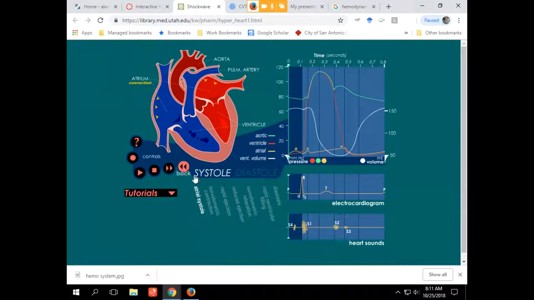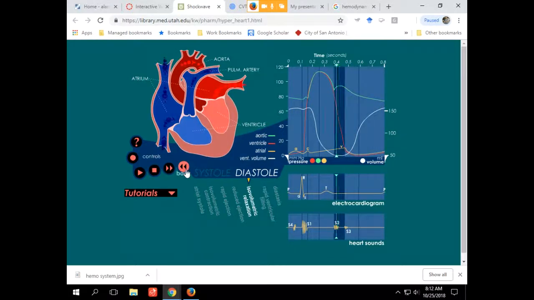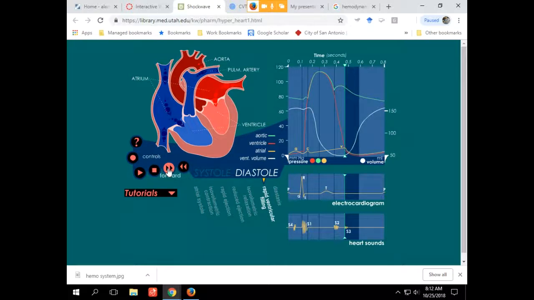And we'll start. This is more during the diastolic phase right here. Let's see, where's a good starting point? We will start right here in diastole. This is pretty much the basic, this is where it all kind of starts. Rapid ventricular filling.